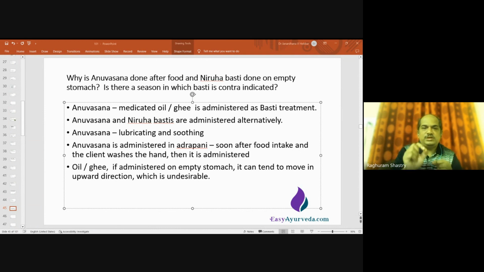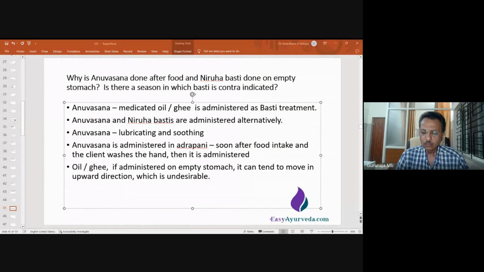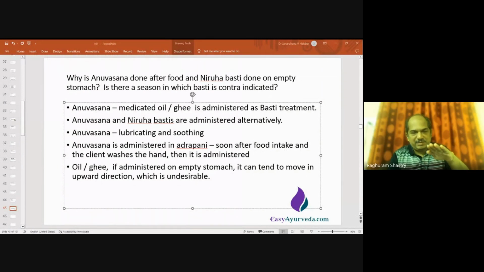So now coming to this particular question after this small intro, Anuvasana should be done after the food, because once you take the food, it is there in the Amashaya, that is the stomach and the upper part of the intestine. When the Vasti, the oil enema, is given from the Gudamarga, its limitation will be to reach the colon.